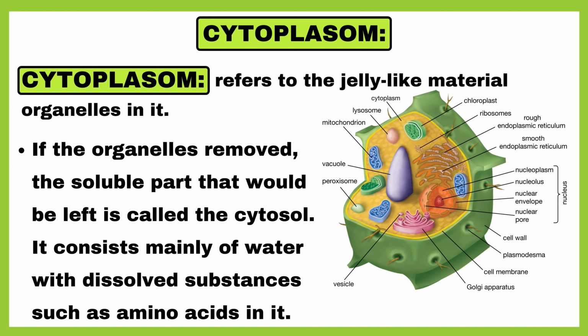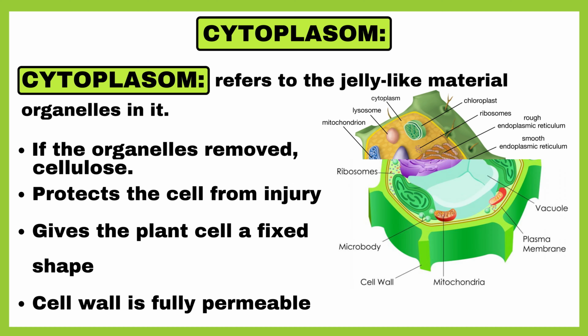Now we'll talk about the cytoplasm. Cytoplasm refers to the jelly-like material with organelles in it. It is also very complex. You can see the cytoplasm is present over here, and if the organelles are removed, the soluble part that would be left is called the cytosol. It consists mainly of water with dissolved substances such as amino acids in it.